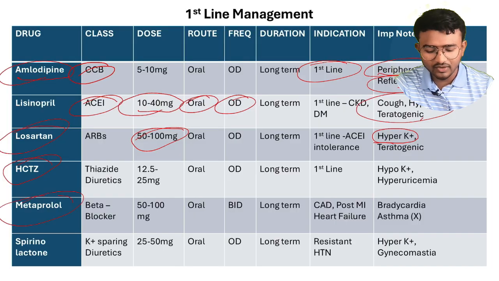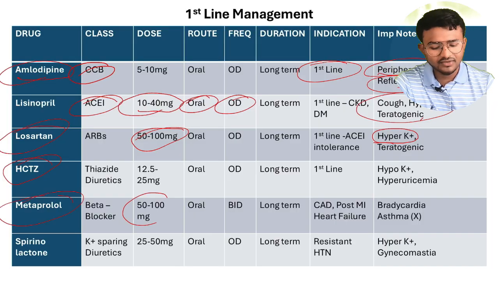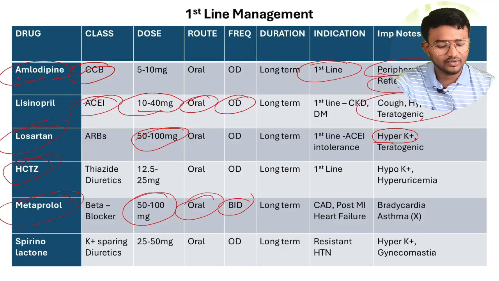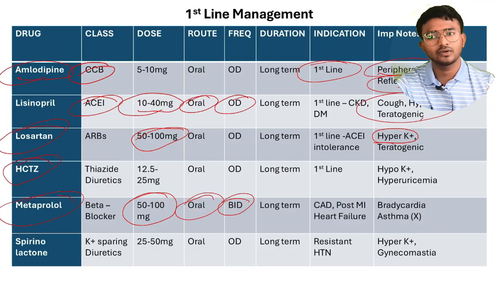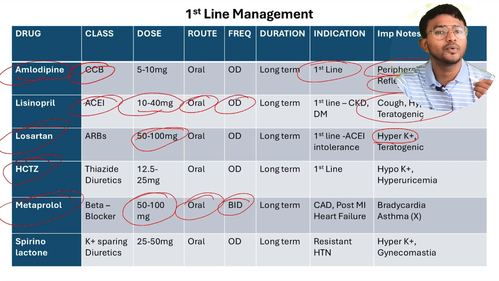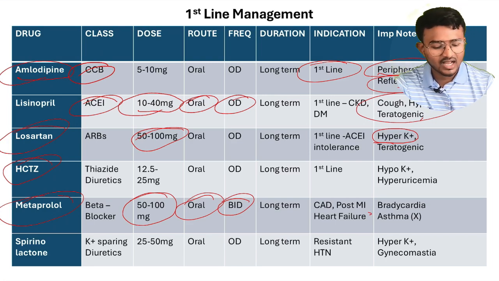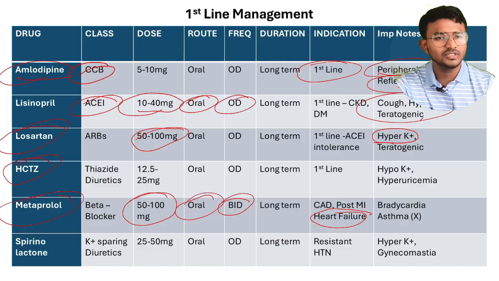Okay, next, metoprolol. Metoprolol is a beta blocker, 50 to 100 milligram orally. We have to give it BID, long term. If the patient has stroke, coronary artery disease, post myocardial infarction or heart failure, we can use metoprolol.